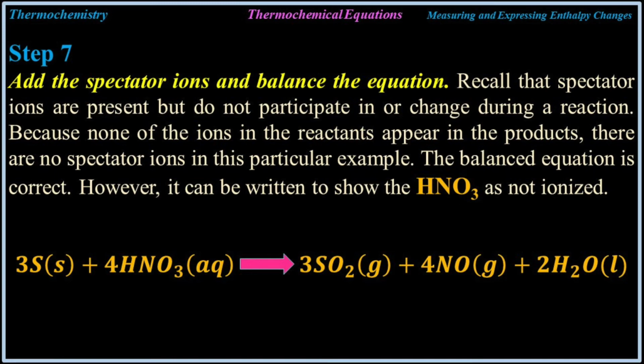Step 7, add the spectator ions and balance the equation. Recall that spectator ions are present but do not participate in or change during a reaction. Because none of the ions in the reactants appear in the products, there are no spectator ions in this particular example. The balanced equation is correct. However, it can be written to show the nitric acid has not ionized. So you can combine the 4 H+ and the 4 NO3- ions, and you get 4 HNO3. So you have a balanced equation, nice and neat.